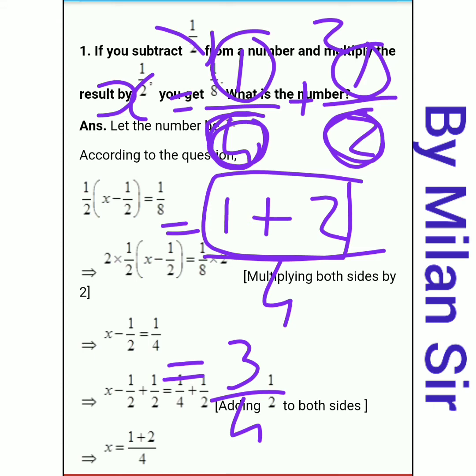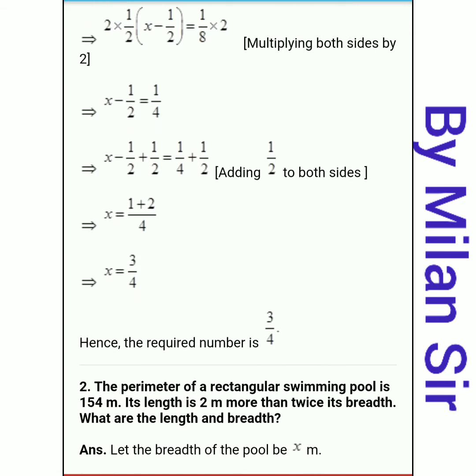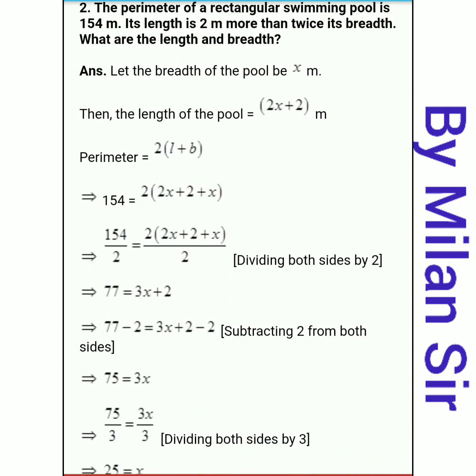So x is equal to 3 by 4. This is our answer. So at last we need to write our number is equal to 3 by 4, because initially we assumed the number is equal to x, so the required number is 3 by 4. Okay, then question number 2.